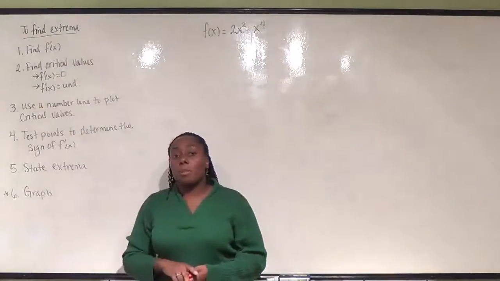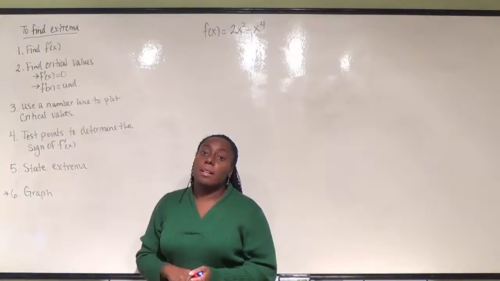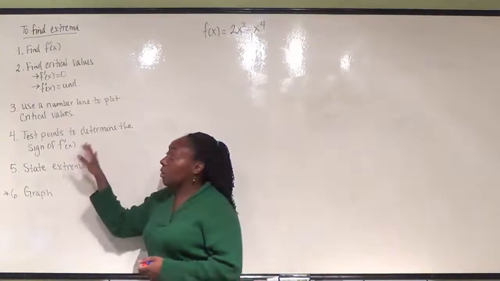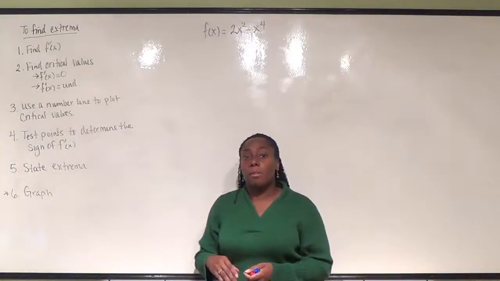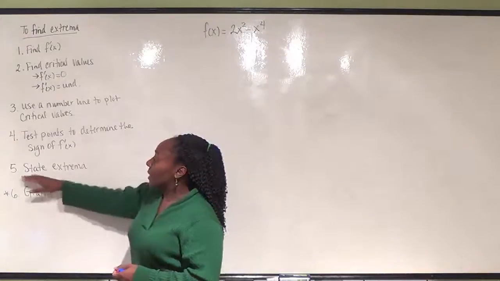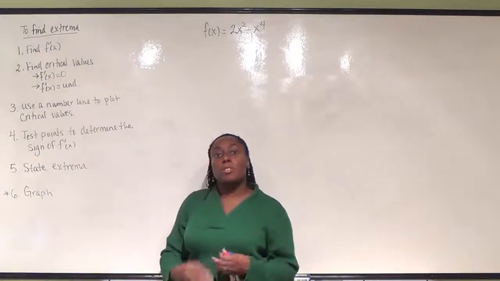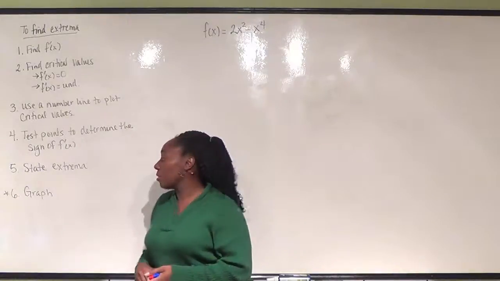Once we have them on a number line, we're going to pick test points in each region so that we can determine the sign of f prime of x. And so here, when we're testing these points, we're going to plug them back into the derivative to see whether or not f prime is positive or negative. Last, once we have those values, we can determine where the extrema occur and find the ordered pairs.